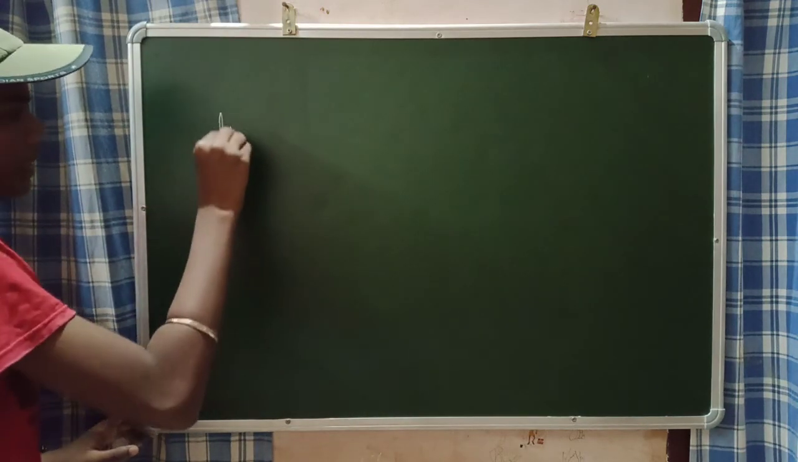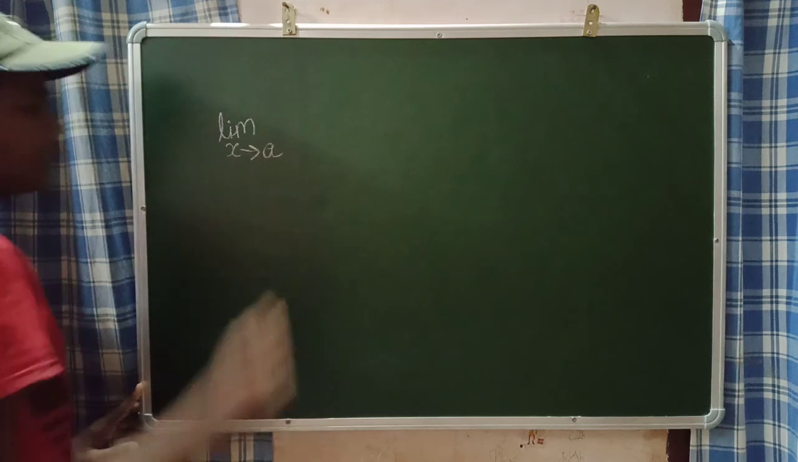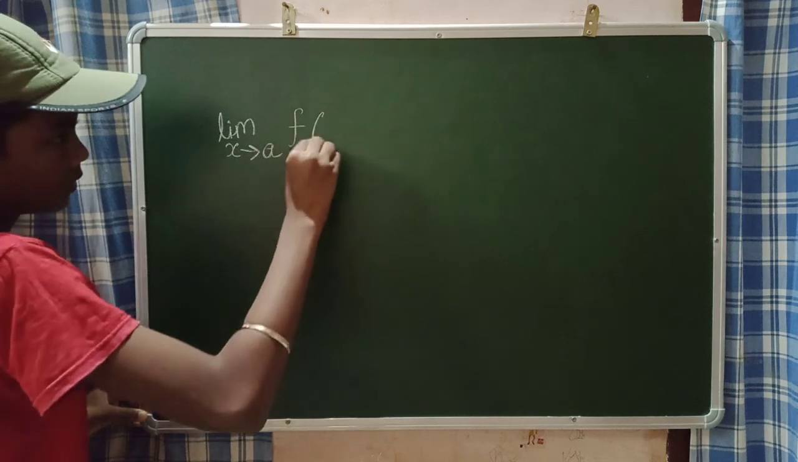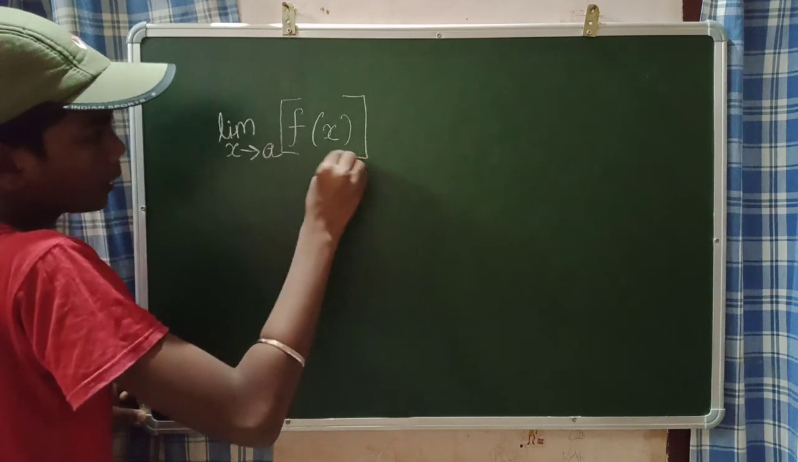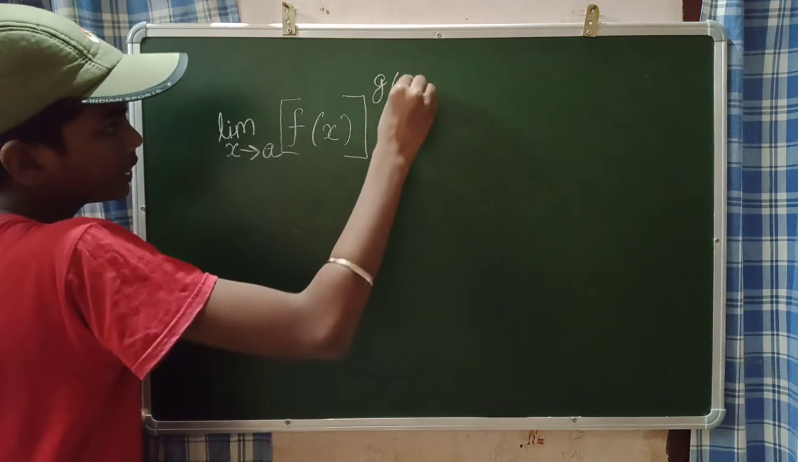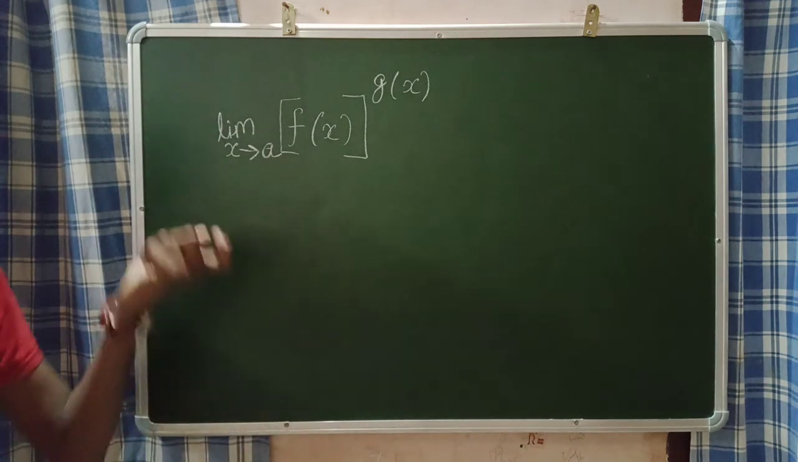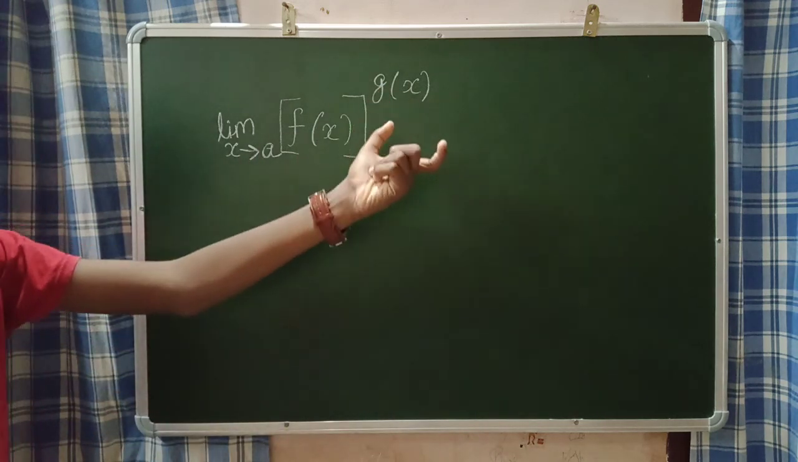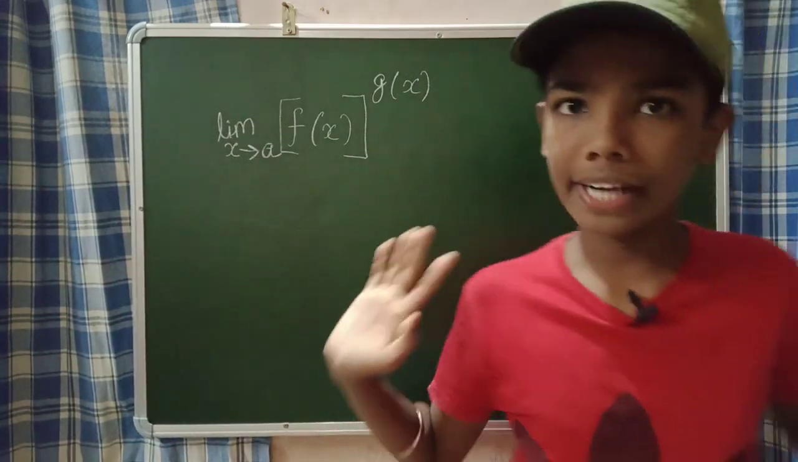Now, for example, let me write a limit. Let me write a limit like limit of x tends to a of f of x to the power of g of x. This is the limit which I am writing, where your limit is x tends to a, your base is f of x and power is g of x. So limit of x tends to a of f of x to the power of g of x. This is what I am writing.